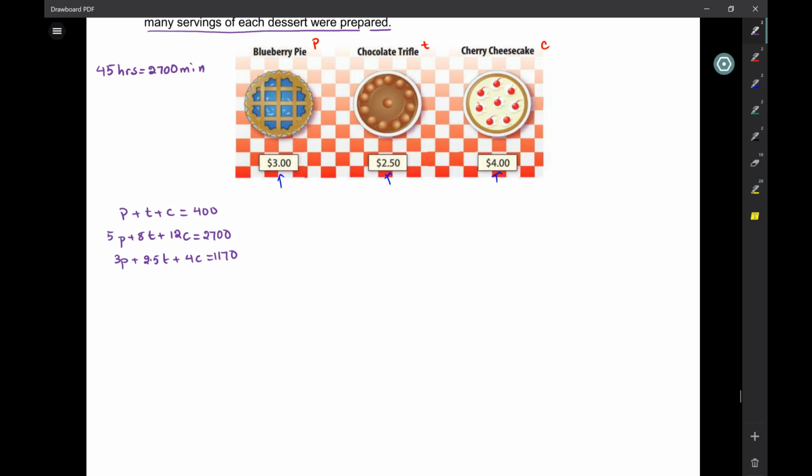Okay? All right. So Cramer's rule calls for the coefficient matrix 1, 1, 1, 5, 8, 12, 3, 2.5, 4. We need the determinant of this. If this is on the calculator section, you just put it in your calculator and say determinant. If you have your calculator available to you, don't waste time doing determinants of 3x3s by hand. Okay? So 6.5, because I plugged it in the calculator.